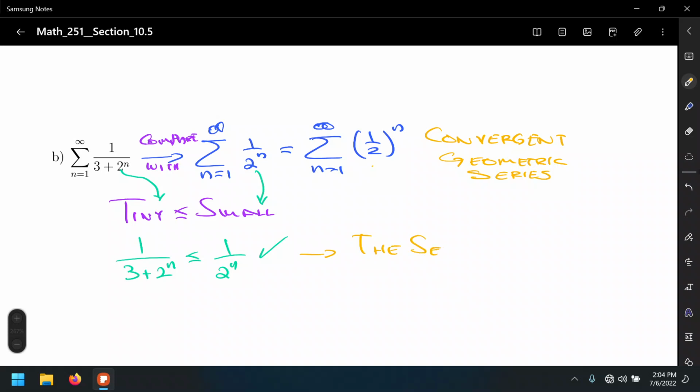the series converges by direct comparison test, DCT.